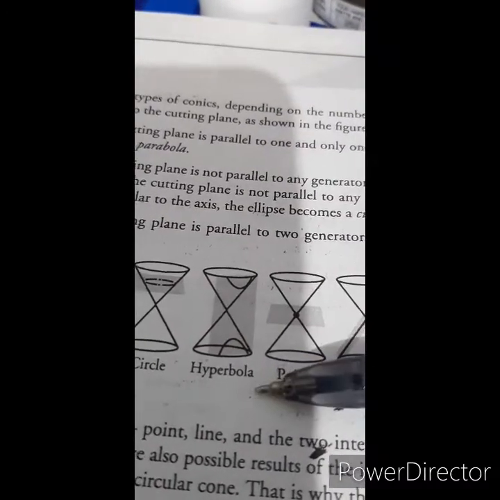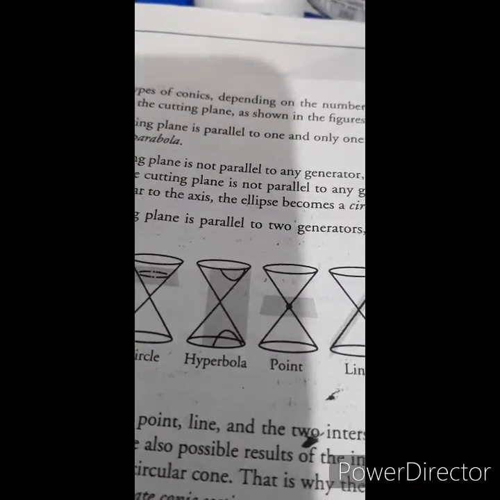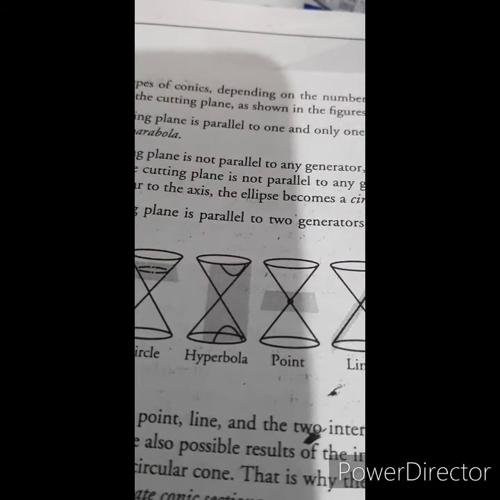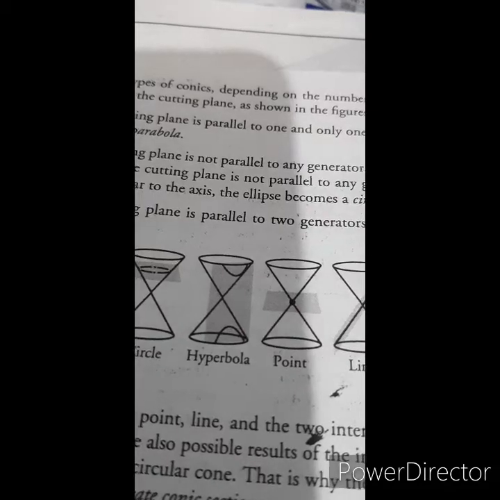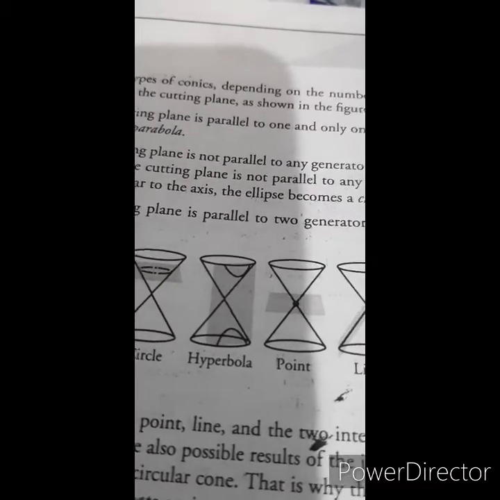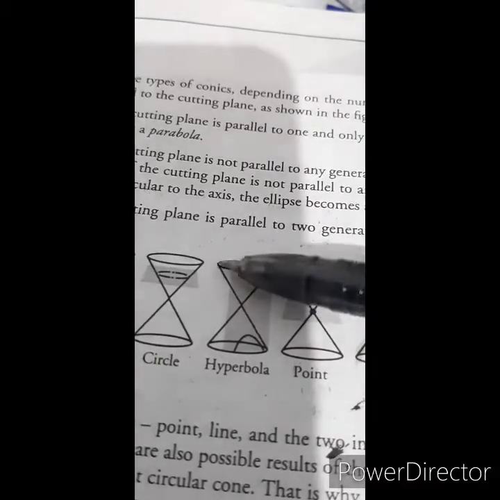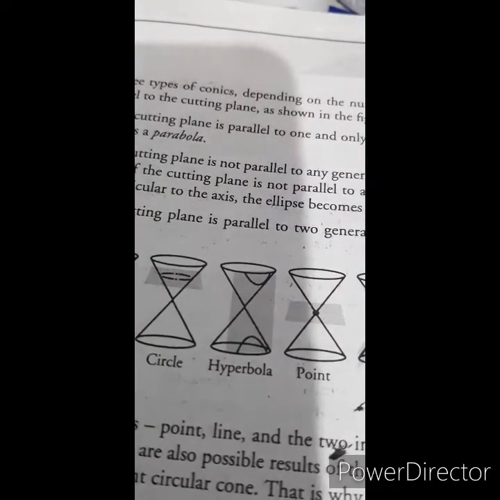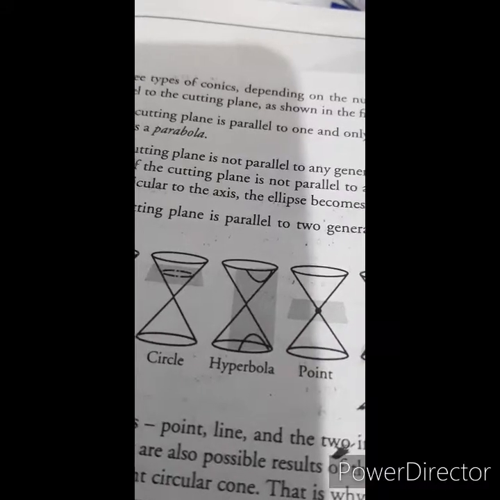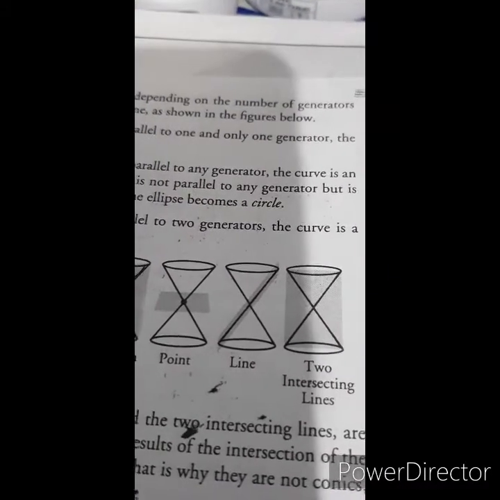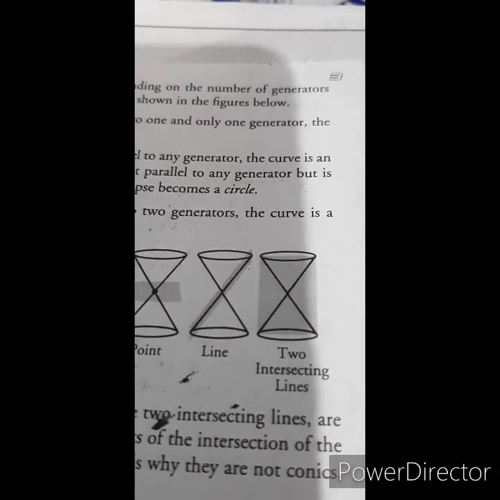Next, we have the hyperbola. A hyperbola is the set of all points in a plane, the absolute value of the difference of whose distances from two fixed points is constant. These two fixed points are called the foci. If the cutting plane is parallel to two generators, the curve is a hyperbola. Simple as that.